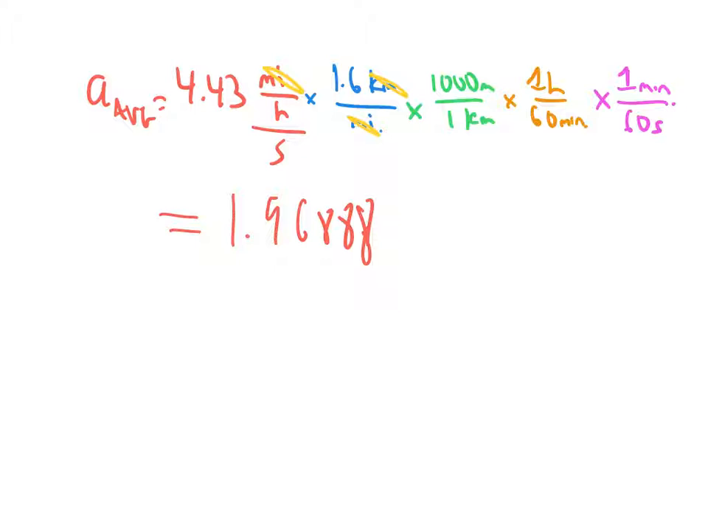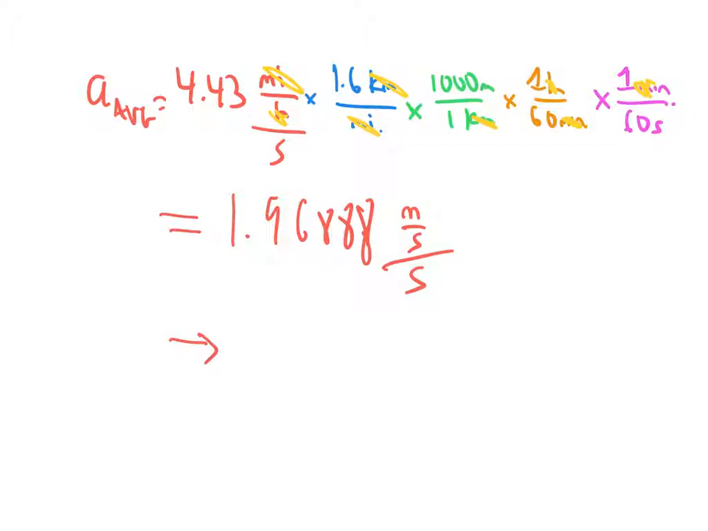And then we can see that if we look at our units here, miles has canceled with miles, kilometer has canceled with kilometer, meters has canceled with nothing, so meters should be where they are. But then also hours has canceled with hours, and minutes has canceled with minutes, and so I'm left with meters per second, and then we should probably take care of our sig figs.